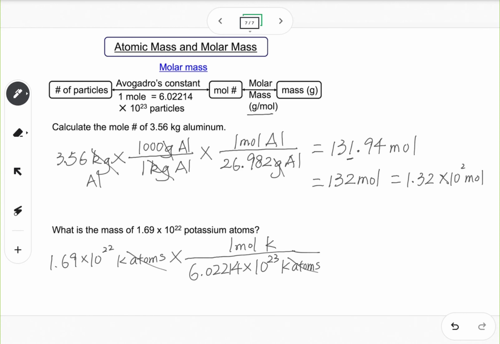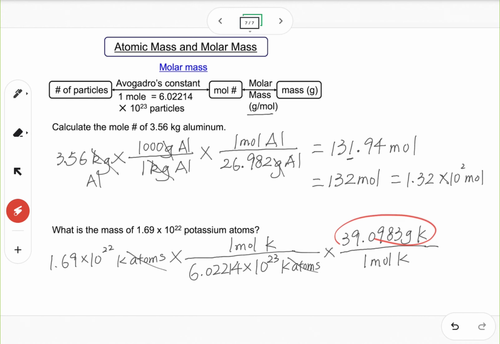Now you want to convert mole to gram. So you need to use the molar mass in this case. Okay, times, because you want to cancel the mole in the last step, when you use the molar mass of potassium, the mole should be at the bottom. For 1 mole potassium, it's 39.0983 gram of potassium. Again, this number comes from the periodic table.